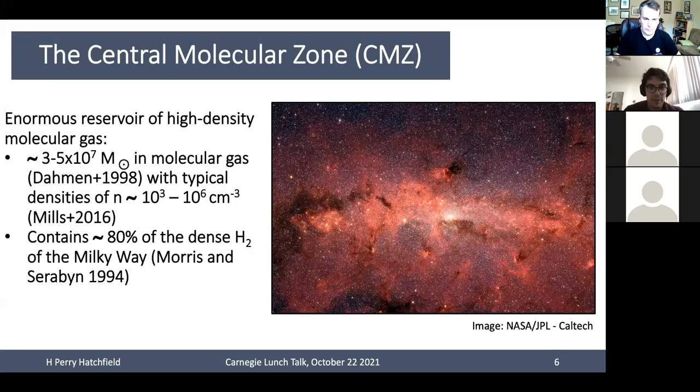So the central molecular zone, or CMZ, contains this massive reservoir of gas. It appears to be orbiting on a somewhat elliptical orbit around the galactic nucleus at a radius of about 100 parsecs. Sometimes it's called the 100 parsec ring, although the exact 3D structure is certainly up for debate. It has a lot of molecular gas at very high densities, about 3 to 5 × 10⁷ solar masses, contained in these massive dense molecular clouds with typical densities around 10⁻³ to 10⁶ molecules per cubic centimeter. And this reservoir actually contains about 80% of the dense molecular gas content of the entire Milky Way.